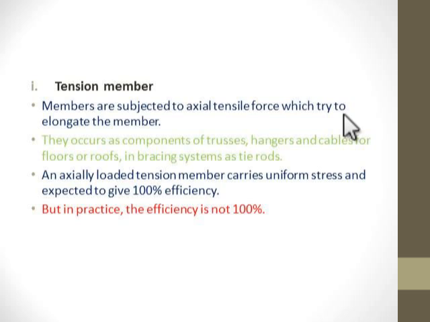And they occur as the components of the trusses, hangers, and the cables for the floors and the roofs in the bracing system as the tie rods. Also, an axially loaded member carries uniform stresses, and the expected efficiency is 100%, but in practice the efficiency is not 100%. It is because the effective area of the tension member is less than the gross area due to the presence of bolts or rivets, and the shear lag effect. Due to this, the efficiency is not 100%.